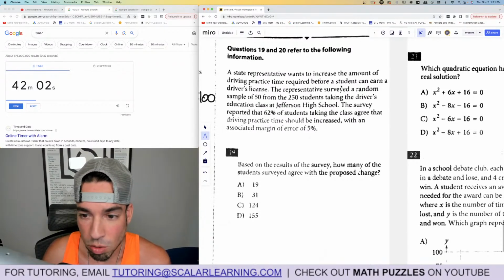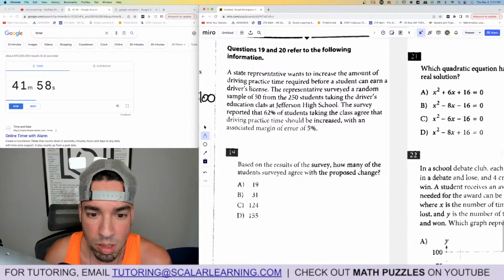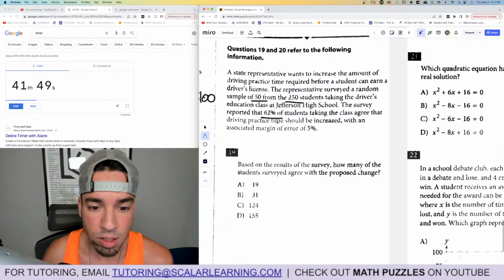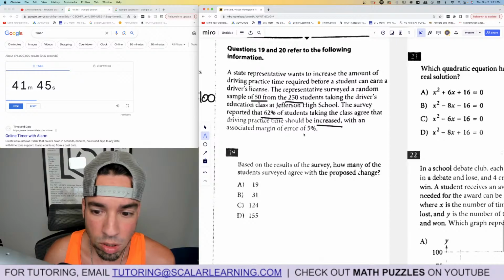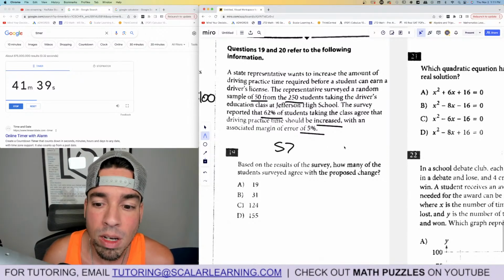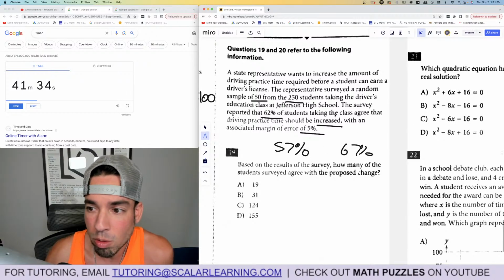State representative wants to increase the amount of driving practice time required for a student to earn a driver's license. Representative surveyed a random sample of 50 from the 250 students taking the driver's education test at Jefferson High School. The survey reported that 62% of students taking the class agree that driving practice time should be increased with an associated margin of error of 5%. Immediately, I'm taking that margin of error and adding it and subtracting it to that 62, making a 57 up to 67%. Okay, I guarantee you those numbers are going to show up somewhere.